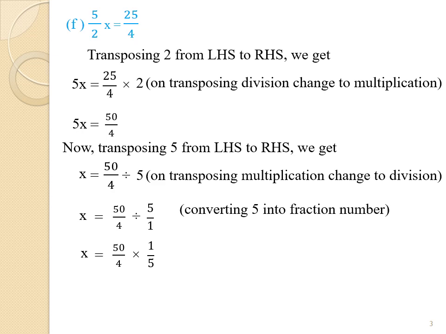Now multiplying 50 upon 4 by 1 upon 5, we get 50 upon 20, where numerator 50 is multiplied by numerator 1 and denominator 4 is multiplied by denominator 5.